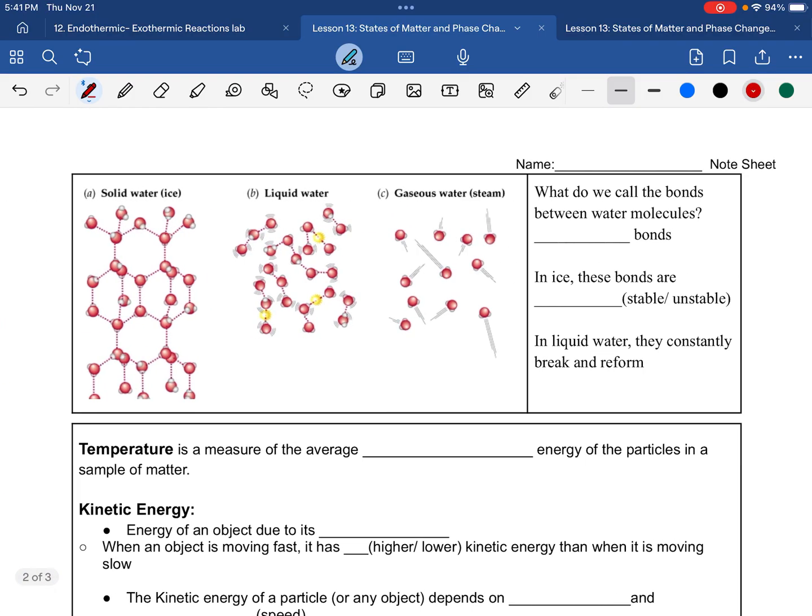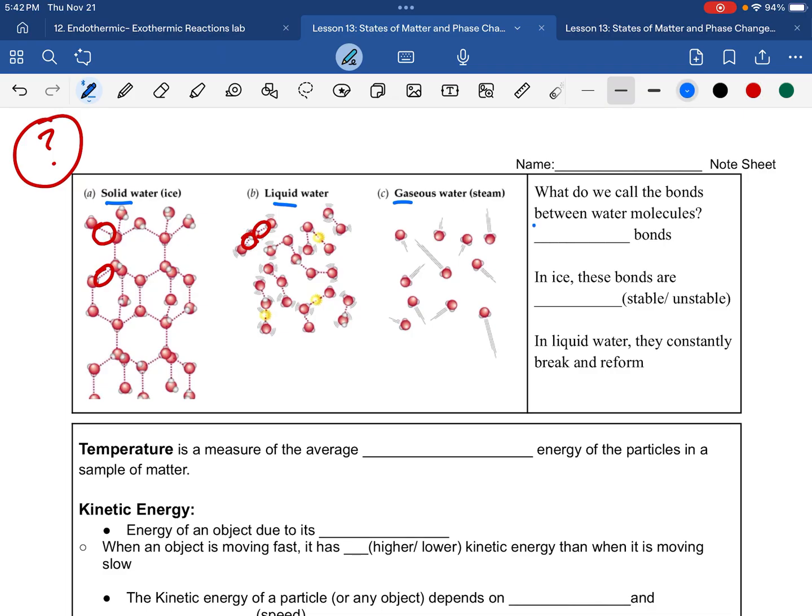So let's try page 2 here. So here's some diagrams of water in its three states of matter, solid, liquid, and gas. Now, here's a question that you'll answer. What do we call the bonds between water molecules? So we see them here in the ice form, and we see them here in the liquid water form. It's not the bonds inside of a water molecule, but the bonds between water molecules. So you'll answer that.